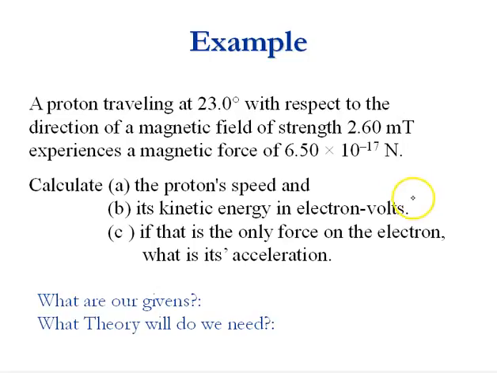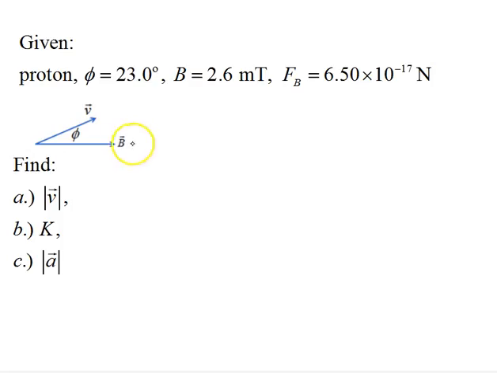So we also want to be able to determine its kinetic energy, and we'll do that in electron volts. And we're going to make the assumption that the only force on the electron, in this case it's not an electron, is it? The only force on the proton is magnetic force. Then we want to know what is the acceleration. So we'll develop our problem, determine what are our givens, what we want to find, and what theories we need. And of course we'll draw a diagram.